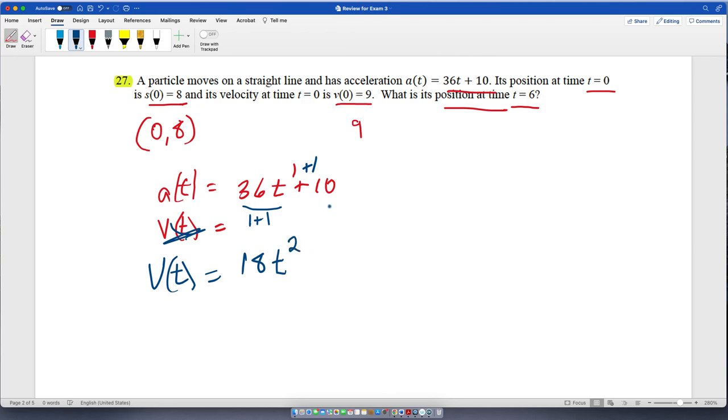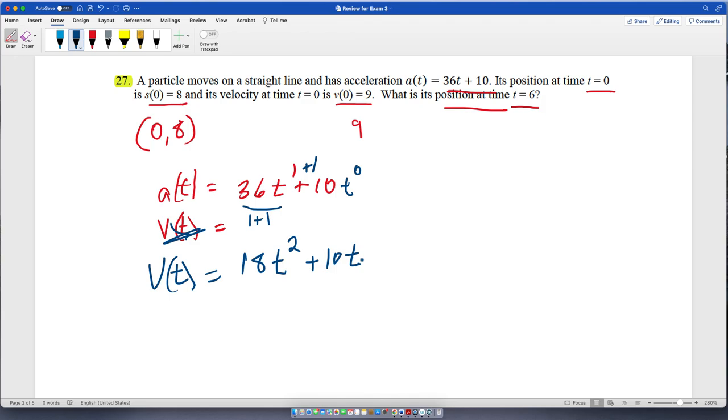And then what happens with 10? Remember, that's really 10 times t to the 0 power, so we add 1 to that. So we're also going to get plus 10t divided by 1, but 10 divided by 1 is still 10. So far, so good?